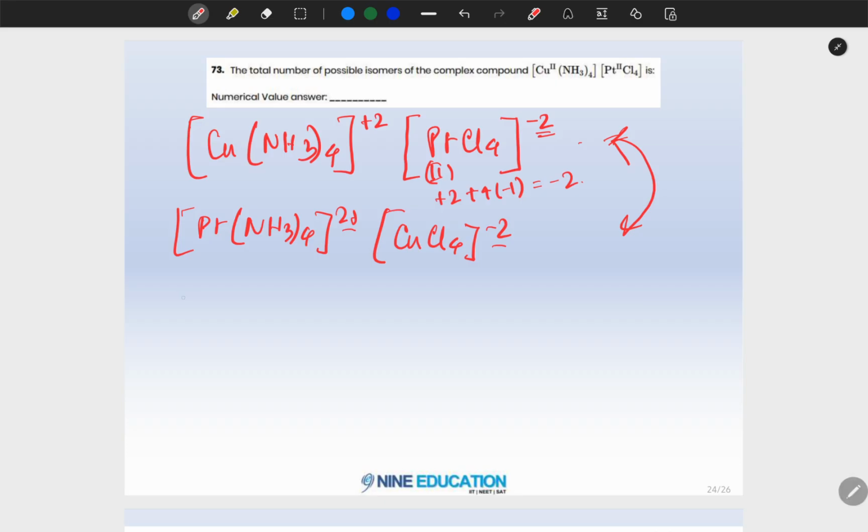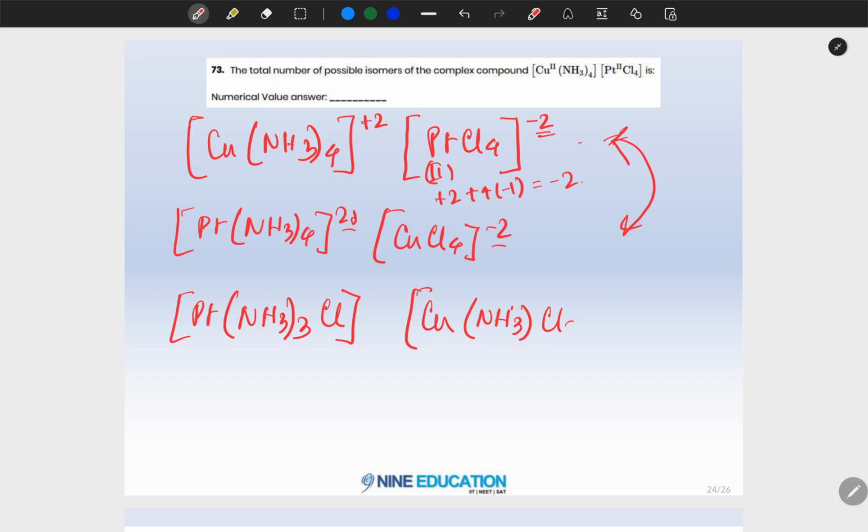Now another possibility is this: Pt(NH3)3Cl and Cu(NH3)Cl3. So in this case, what is the charge on this coordination sphere over here? Copper is present in plus 2 oxidation state. Minus 3 will be the charge because of chlorine. So the overall charge is minus 1. In platinum, again plus 2 is the charge. And for chlorine, the charge is minus 1. So the overall charge on the cationic part is plus 1 and the overall charge on the anionic part is minus 1. So again, this is another possible isomer. And there is one more possibility over here.